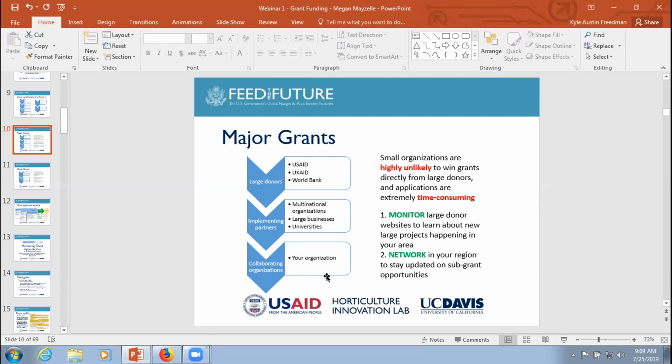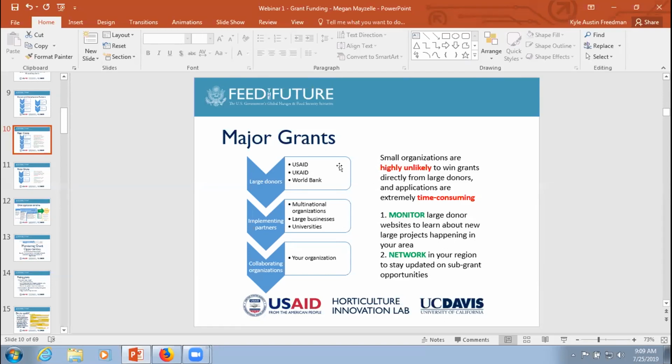Another question was, I think this is specific to a particular donor, but looking at the FAO, do you have examples of them funding grants in particular for agriculture, which I think tends to be pretty common, but I don't know if you have specific comments on that. Yeah, so the FAO definitely falls into that large donor category up top.